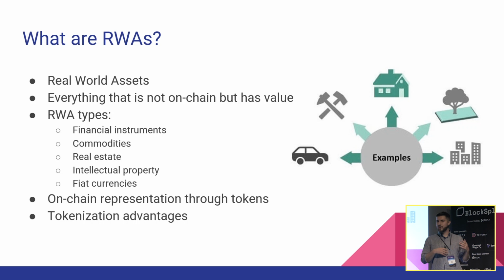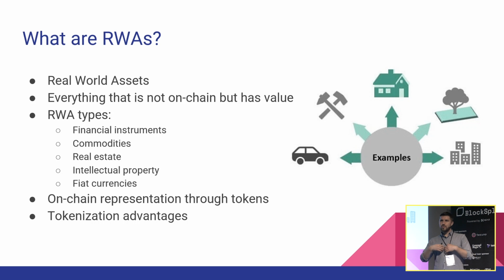And when we are thinking about the real-world asset types, we're thinking about financial instruments, so like shares, like bonds, like financial derivatives. We think about commodities like materials, also real estate, intellectual property, and many argue if fiat currencies are actually real-world assets. They exist in the real world and they have value, thus we can conclude that they are also real-world assets.